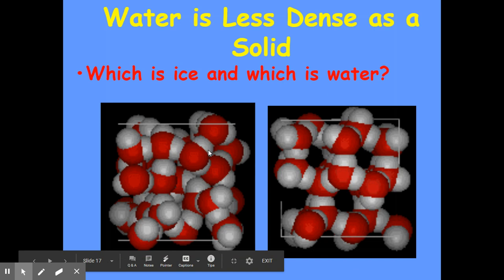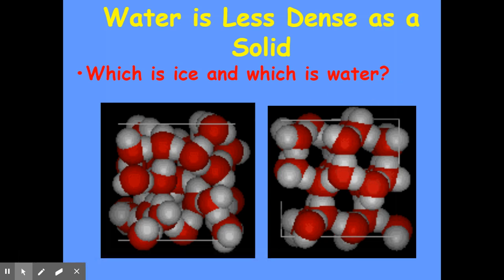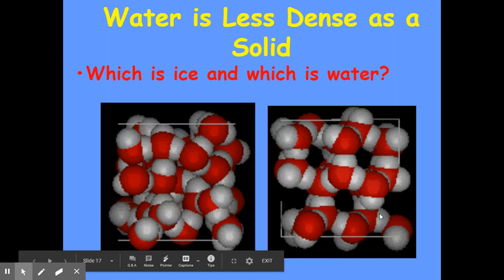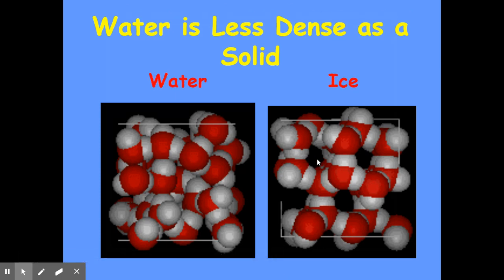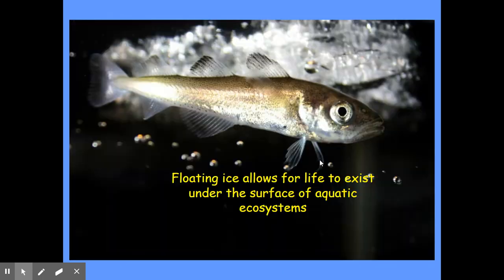So here, which one is ice and which one is water? Well, I just told you the answer. Here you can see that there's a regular kind of pattern here. And look, lo and behold, there are spaces, okay? So as the temperature decreases, the water molecules space themselves out a little further apart than when they're liquid. And clearly it can float because air can pass through.